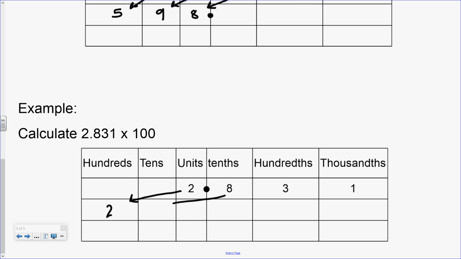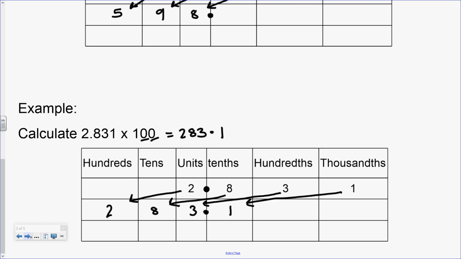So the 8 tenths is actually going to become 8 tens. The 3 hundredths is going to become 3 units. The decimal point does not move, and the 1 thousandth actually becomes 1 tenth. So the answer is 283.1. So the numbers have all moved over 2 places this time to the left because we're timesing each one by 100.